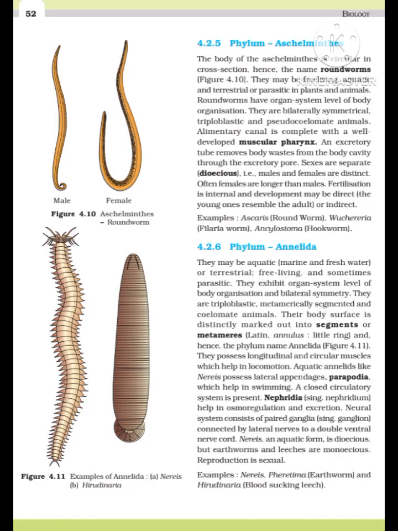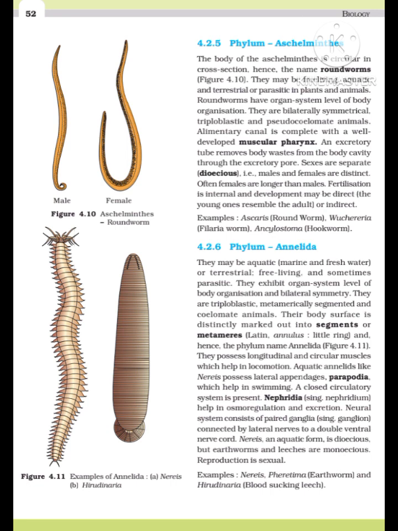4.2.5 Phylum Aschelminthes. The body of the Aschelminthes is circular in cross-section, hence the name roundworms, Figure 4.10. They may be free-living, aquatic and terrestrial, or parasitic in plants and animals. Roundworms have organ system level of body organization. They are bilaterally symmetrical, triploblastic, and pseudocoelomate animals. Alimentary canal is complete with a well-developed muscular pharynx. An excretory tube removes body wastes from the body cavity through the excretory pore.